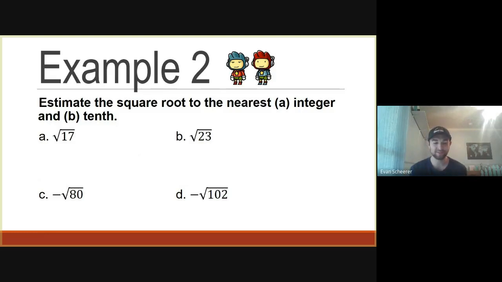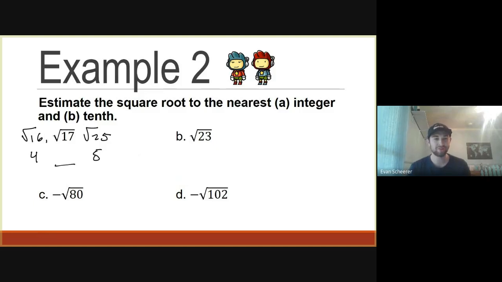Think of the square root of 17 as being in between the square root of 16 and the square root of 25. Let me take this out real quick. So that's going to be in between the square root of 16 and the square root of 25, right? The square root of 16 is 4. The square root of 25 is 5. So it's in between 4 and 5.